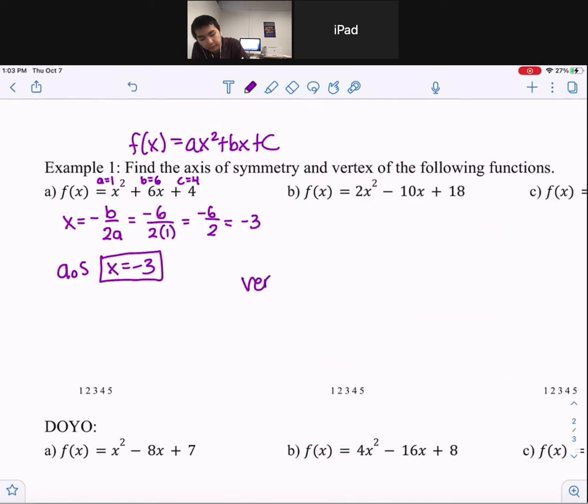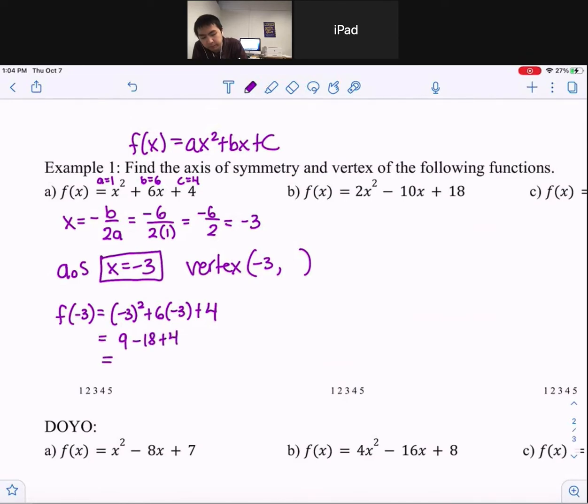Now remember, the axis of symmetry is also the x-coordinate of our vertex. So if we have our x value of the vertex, to find the y value, all we have to do is plug it into this equation. Everywhere you see an x, it is now negative 3. So f of negative 3 equals negative 3 squared plus 6 times negative 3 plus 4. Negative 3 squared is positive 9. 6 times negative 3 is negative 18, plus 4. Combine those and you're going to get negative 5. The y-coordinate of the vertex is negative 5. And there's your vertex answer.